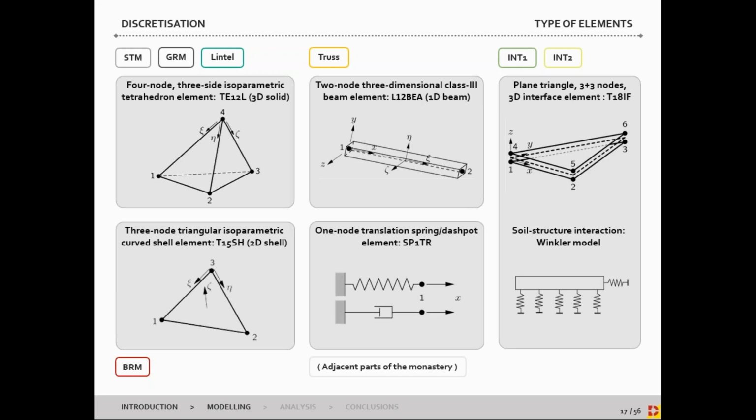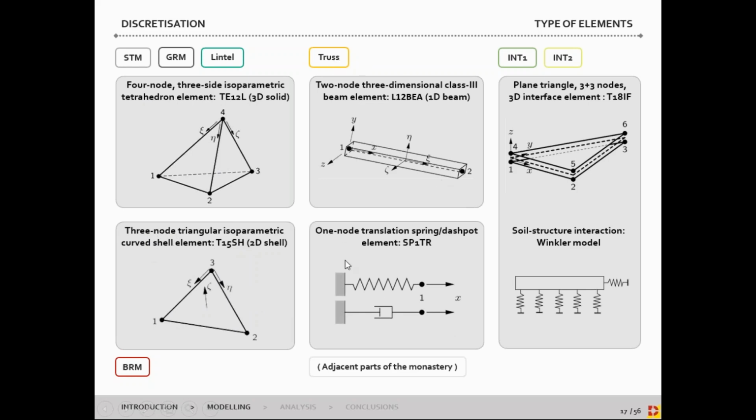Now, before the discretization, we need to establish the type of elements for the mesh. And in our case, the type of elements were chosen in order to make the meshing process easier and to guarantee accurate results at acceptable computational costs, let's say. So these are the type of elements that we used to mesh the solids: the 4-node, 3-side isoparametric tetrahedron element. These here are the ones that we use for the shell elements, 3-node triangular isoparametric curved shell elements.